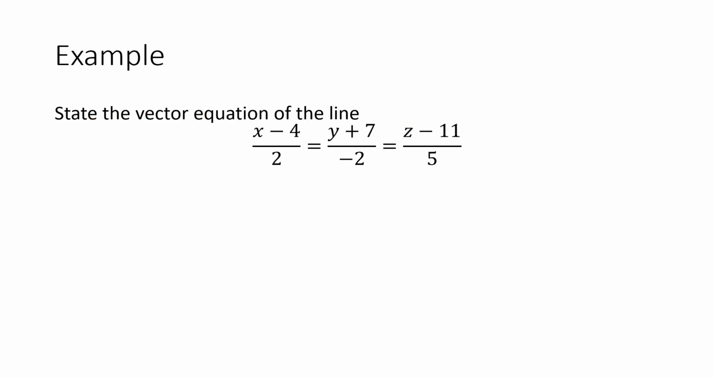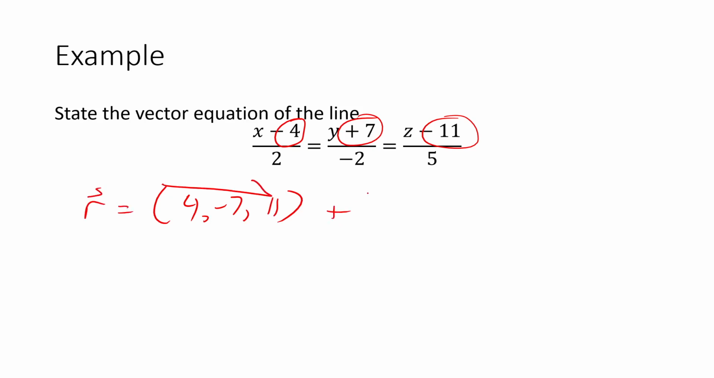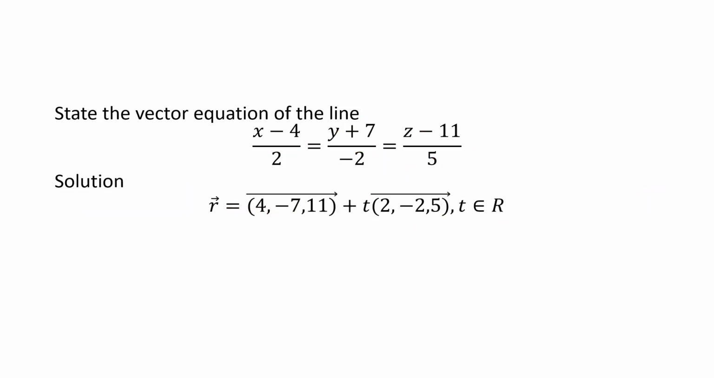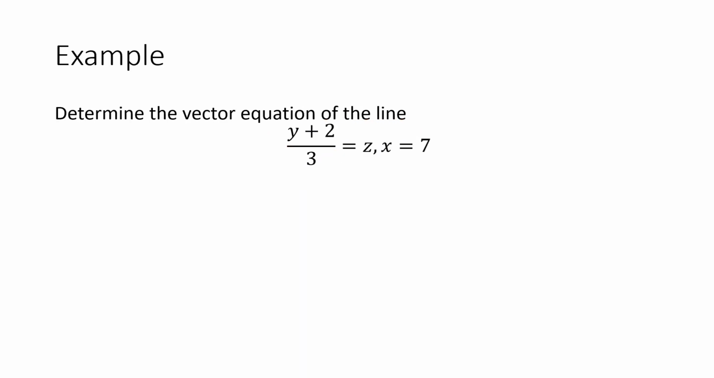Okay, well, let's see if we can state the vector equation of this line. And actually, just to show you, this is going to be pretty straightforward. Our position vector is going to be positive 4, negative 7, positive 11, and our direction vector is going to be 2, negative 2, 5, and t is an element of the reals. So that's going to be the answer that we see in a second. Okay, pretty easy to go from one version to the other.